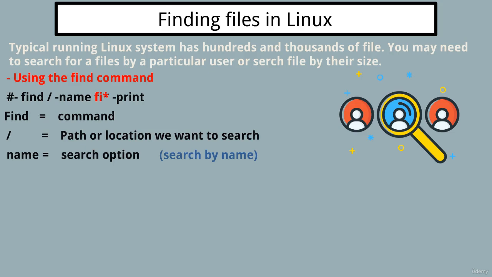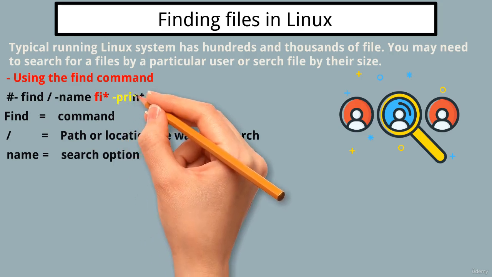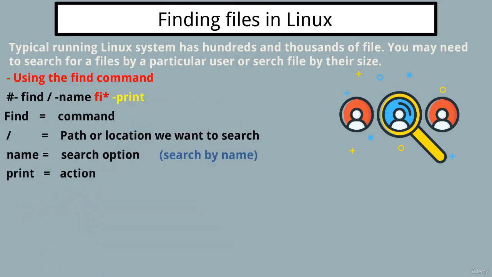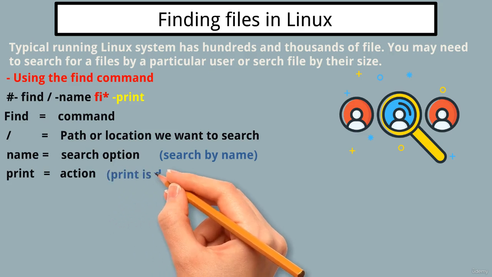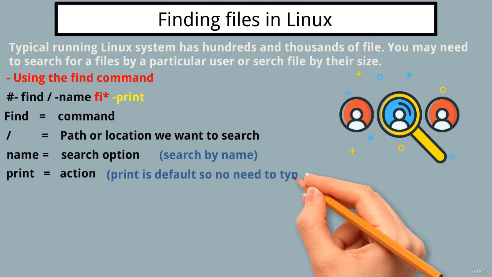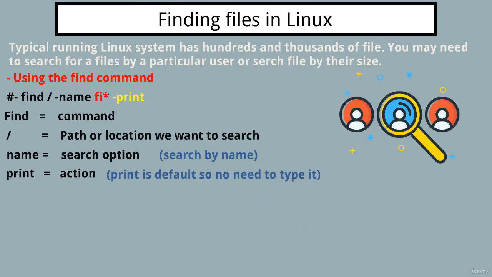And the last option is print. So we can use the print option to print it. But by default in Linux, even if you don't type the print option, it will still display it on the screen, because in Linux print is the default, so no need to type it. It's there so I can explain better what it does, but there's no need to type that in, though it does apply in the background.